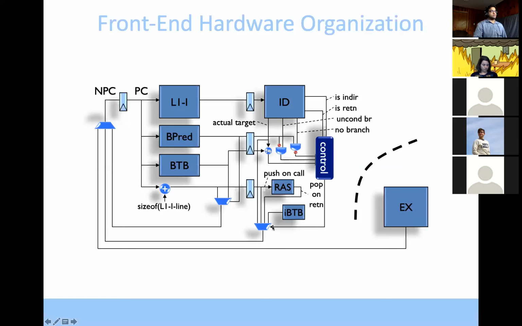Both of these will feed their output to a muxer, and then the control, which uses these signals that come from is indirect, is return, etc., to figure out if any of these is valid and should be piped forward. If you just find out at execute time or dispatch or whatever, there'll be other lines that come back to the next PC.